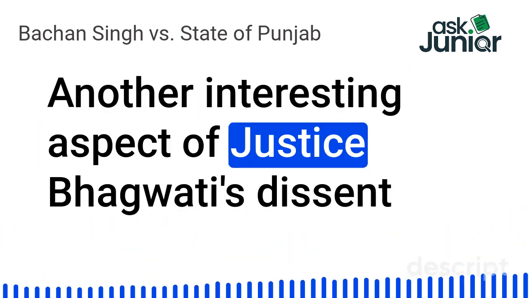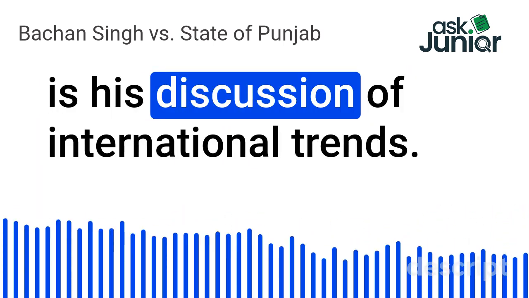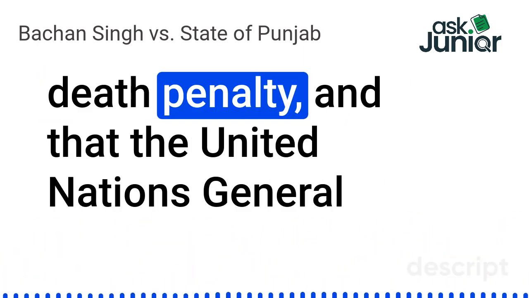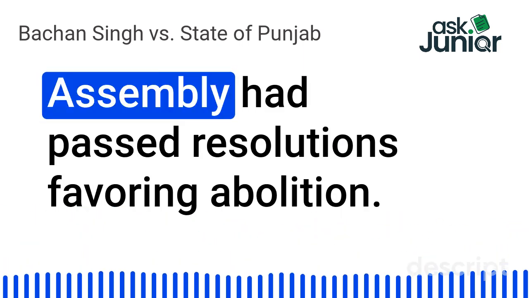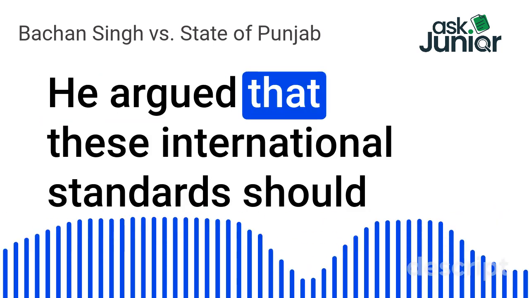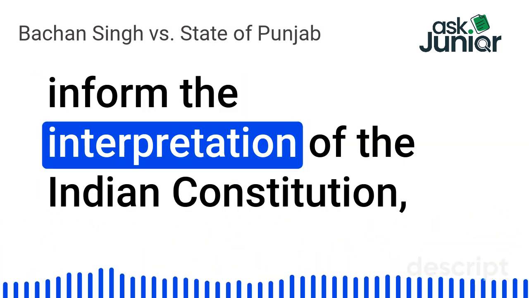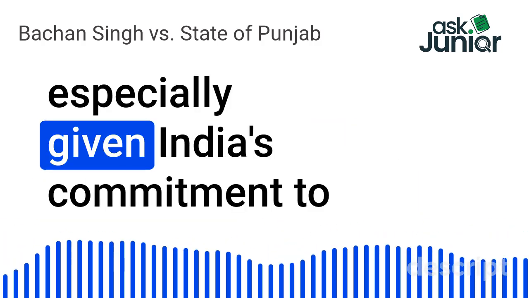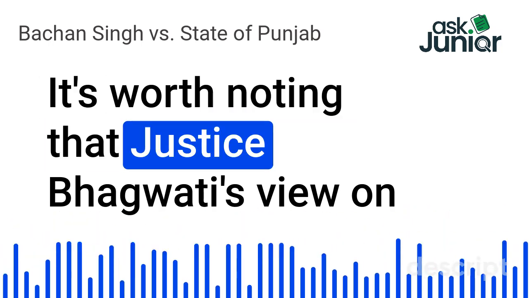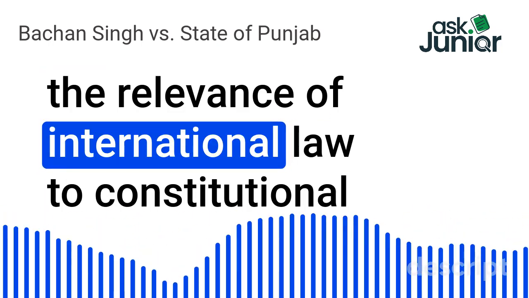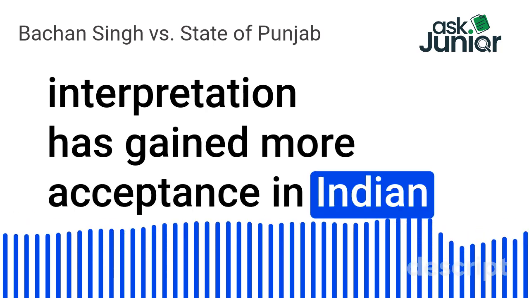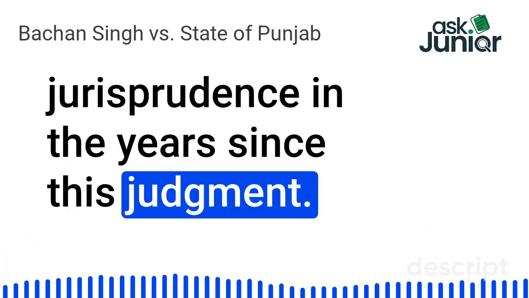Another interesting aspect of Justice Bhagwati's dissent is his discussion of international trends. He pointed out that many countries had abolished the death penalty, and that the United Nations General Assembly had passed resolutions favoring abolition. That's true. He argued that these international standards should inform the interpretation of the Indian Constitution, especially given India's commitment to international human rights treaties. It's worth noting that Justice Bhagwati's view on the relevance of international law to constitutional interpretation has gained more acceptance in Indian jurisprudence in the years since this judgment.